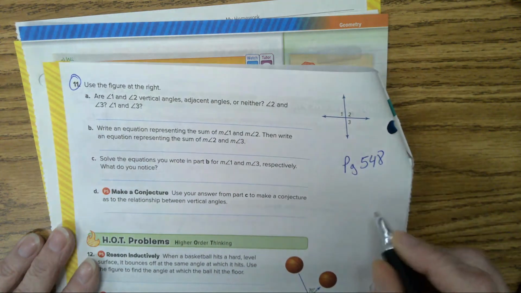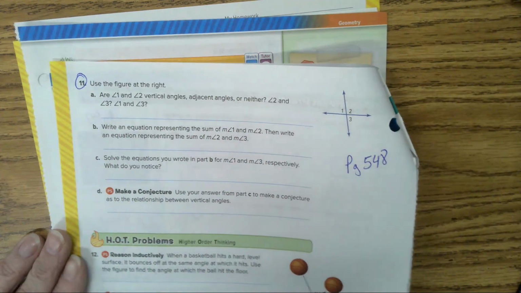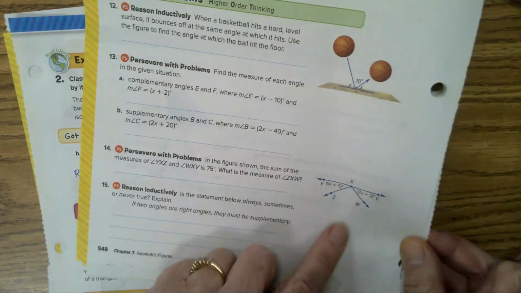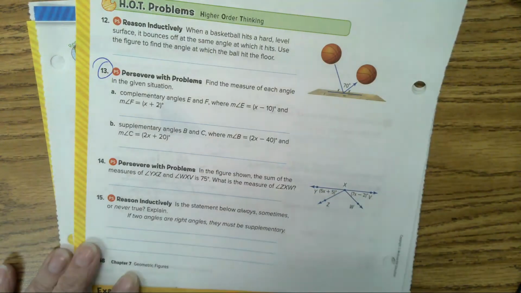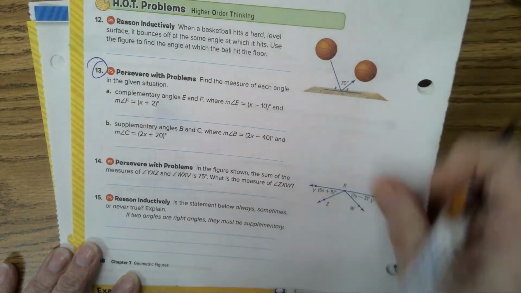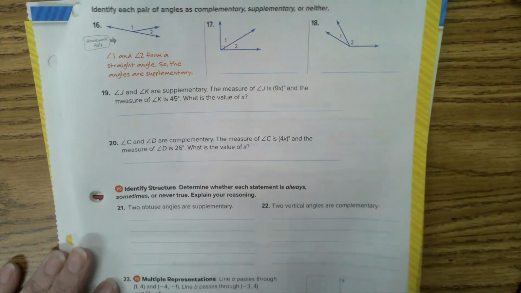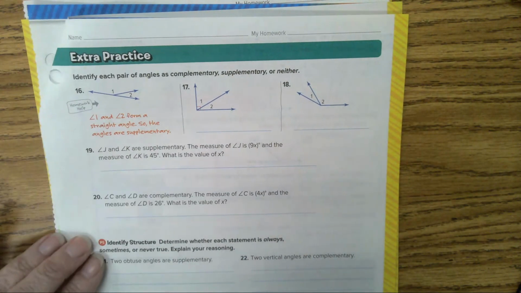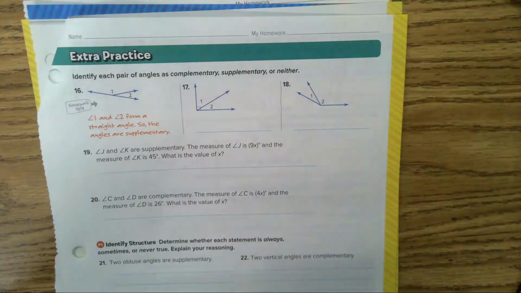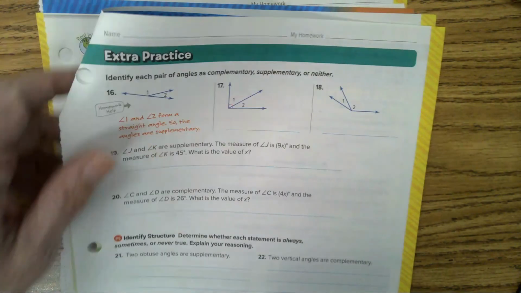We're going to talk about the hot problems. This one is really good. I really like these. These are really good hot problems. If we have time, we'll talk about those. But then on the back, page 549, we'll just skip page 549. I'd rather do 548 than 549.